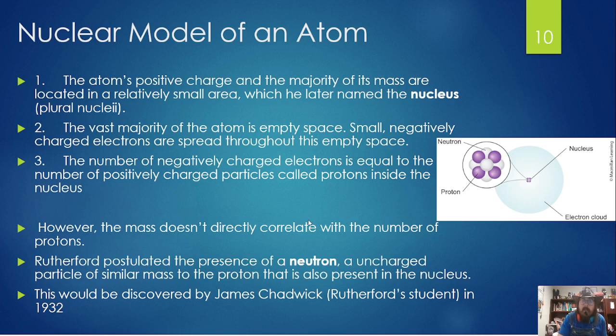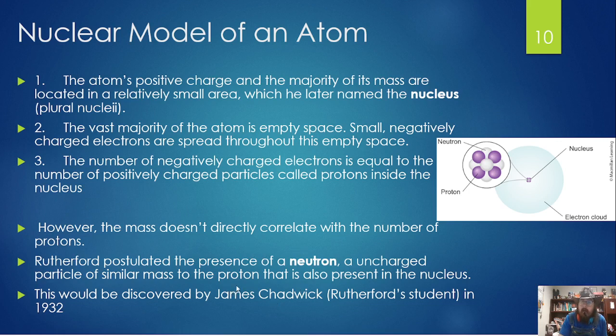Now, as I said, scientists knew something about the expected mass of an atom. They found that the mass didn't correlate with the number of protons they found, because they had an idea of how many protons are in an atom as well. So Rutherford went on to postulate the presence of a neutron, an uncharged particle with a similar mass to the proton that must be present. This wouldn't be discovered until many years later by James Chadwick, one of Rutherford's students.